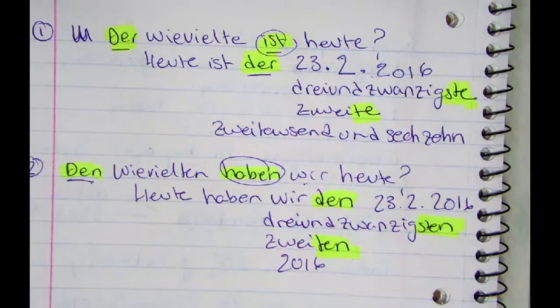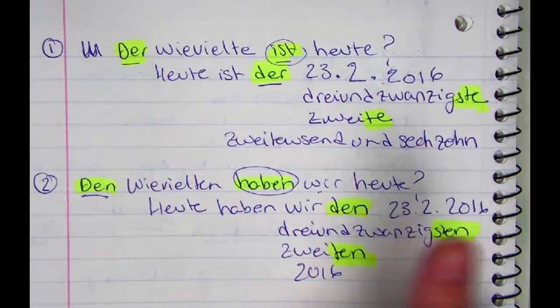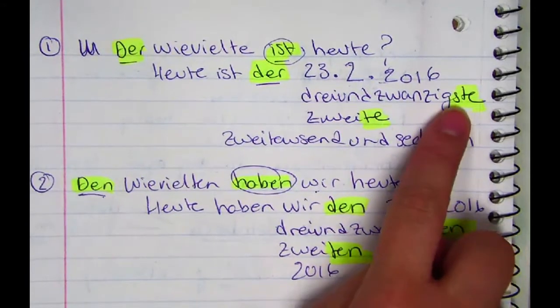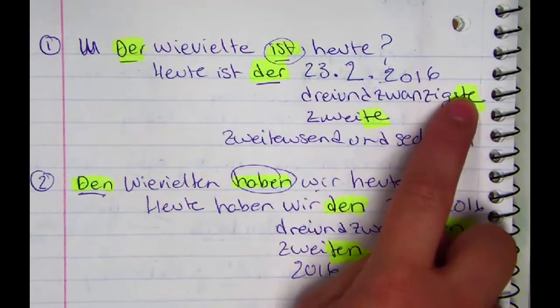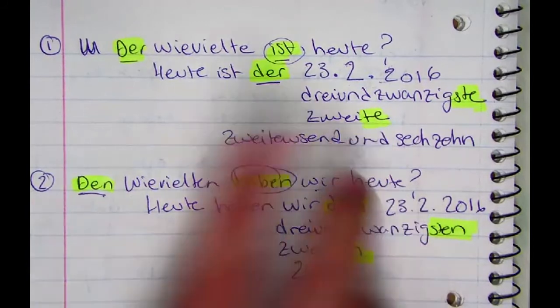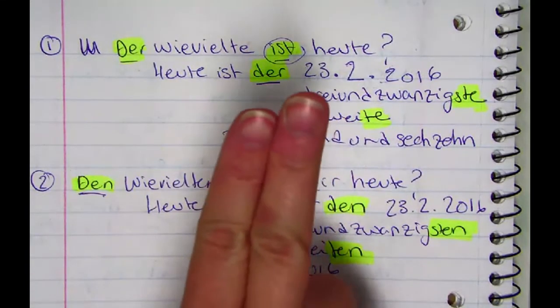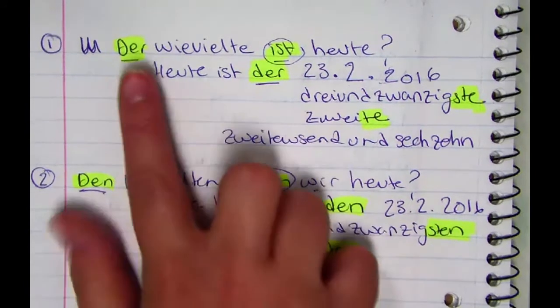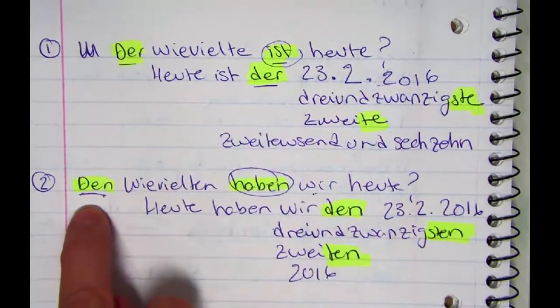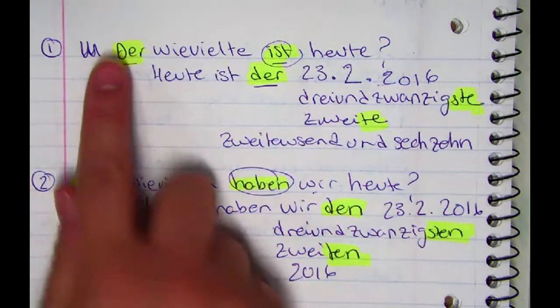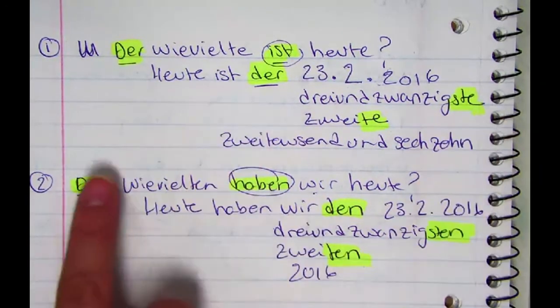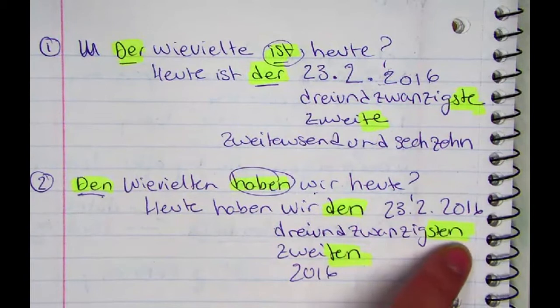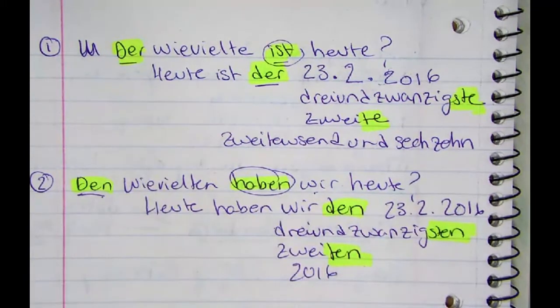So what I want you guys to get away from this to remember is whenever you're making ordinal numbers, this is your endings, the STE and the TE. You have two ways of asking what the date is. This is one, this is the other. Match the first word to your endings. If you have der, no extra ending. If you have den, you're adding an N. Okay, that's what you need to remember.